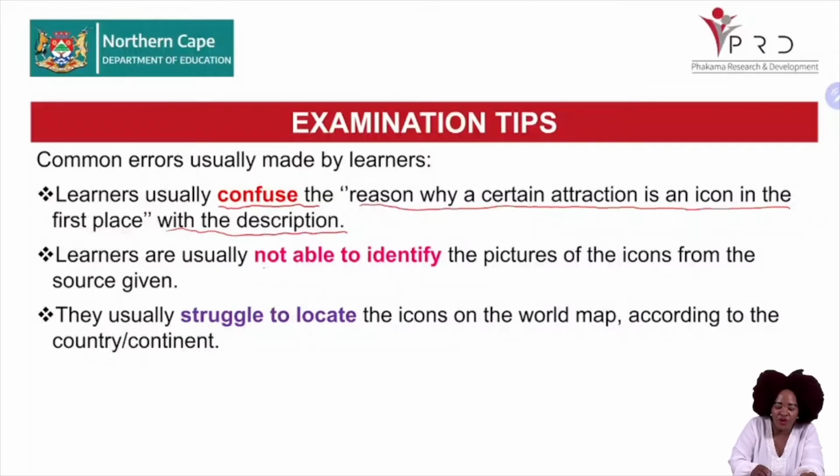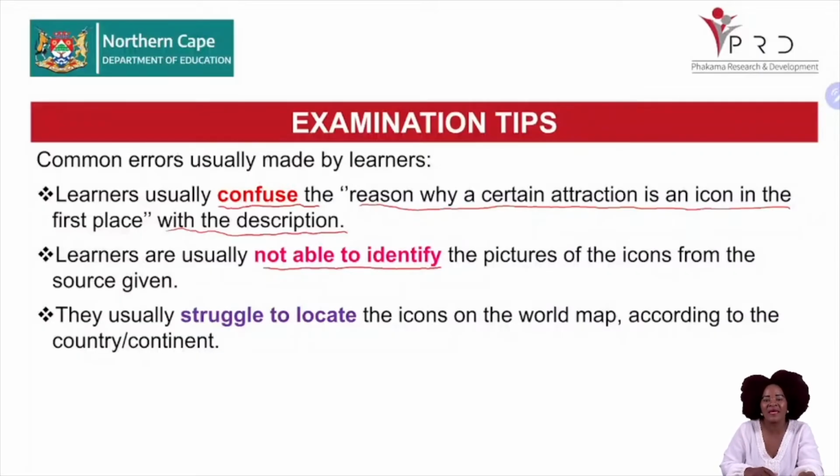Learners are usually not able to identify the pictures of the icons from the source given. I know you will be able to do that, grade 12 learners, but I know of some learners who will confuse these icons. But your icons for 2024, guys, they are so straightforward. Remember, you cannot confuse Niagara Falls with the Great Wall of China. You cannot confuse the Berlin Wall with the Black Forest. You understand what I mean? So that is why I'm saying the pictures of the icons for 2024 are very much straightforward.